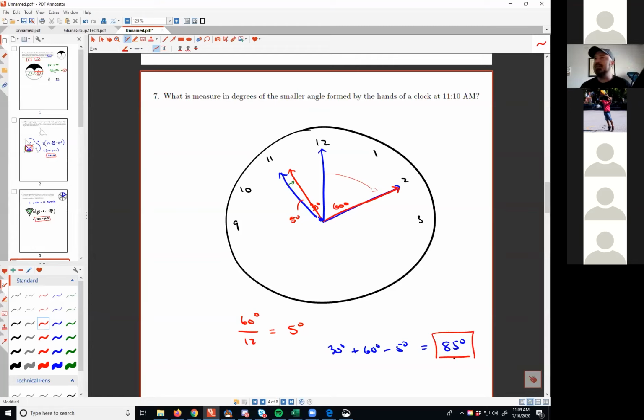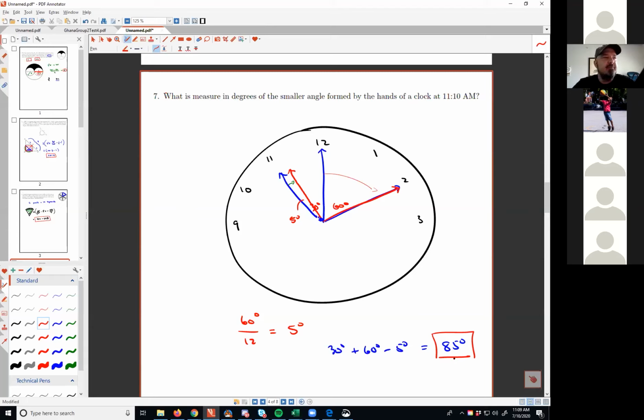Who else came up with a different solution than this? I did not think that the tiny part that the hour hand would move, I did not add that to my equation, so I ended up getting 90. Yeah, me too. Right. That would be the case if the small hand stayed stuck at 11.